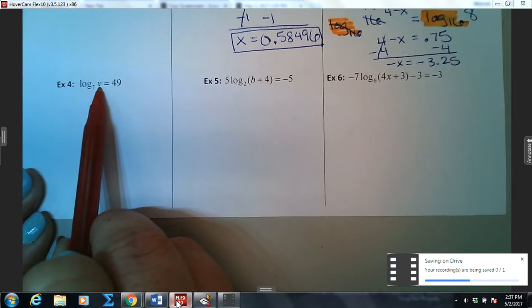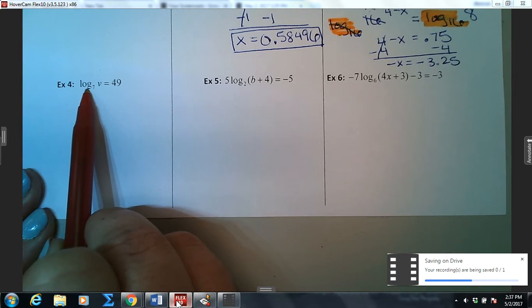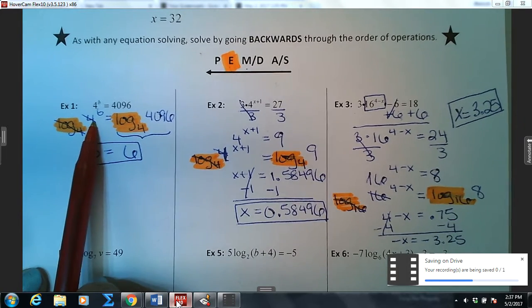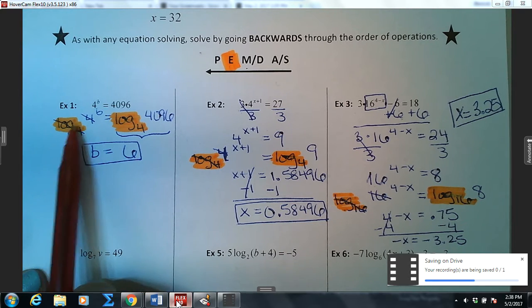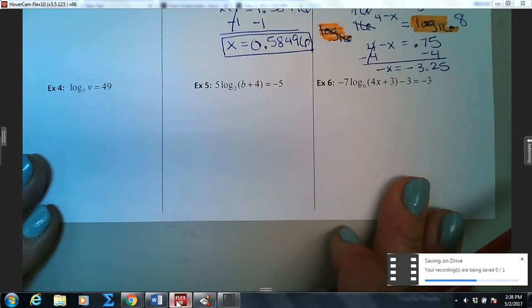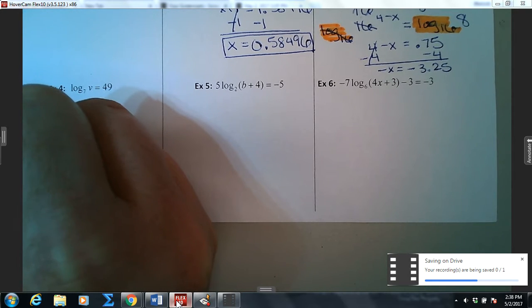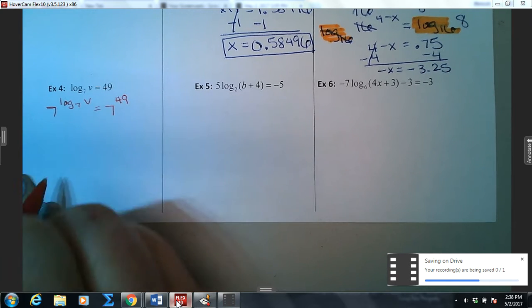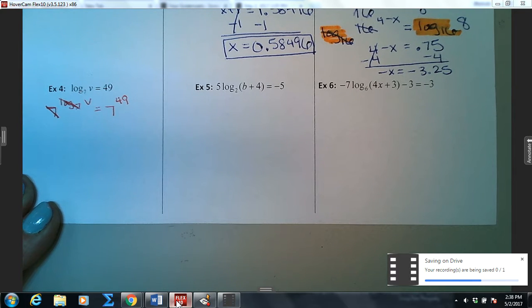The variable v is inside the log, so I need to get rid of a log base 7. Well, in what we just finished, to get rid of an exponential base, you need a log base of the same. So it works both ways. To get rid of a log base 7, you need an exponential of the same base. So I need to rewrite this raised up as an exponent with a base 7 on both sides. An exponential base 7 and a log base 7 will cancel each other out.